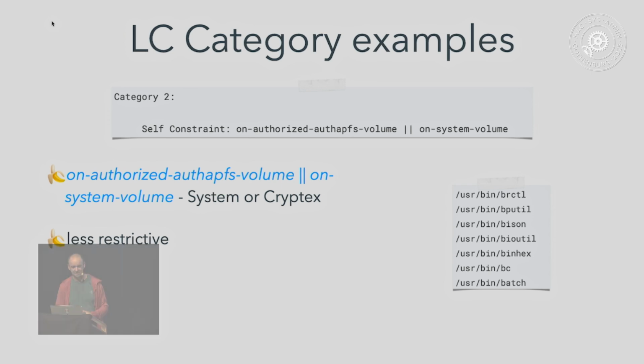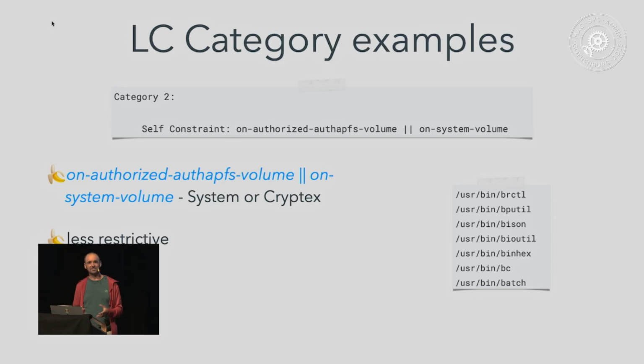Another one, this one is less restrictive. It only says, okay, it must be on the system partition. So like all of the usr bin command line binaries, if you make a copy of, like, the ls binary, the list files, if you make a copy of that file to the temp directory, you cannot run it because of this.